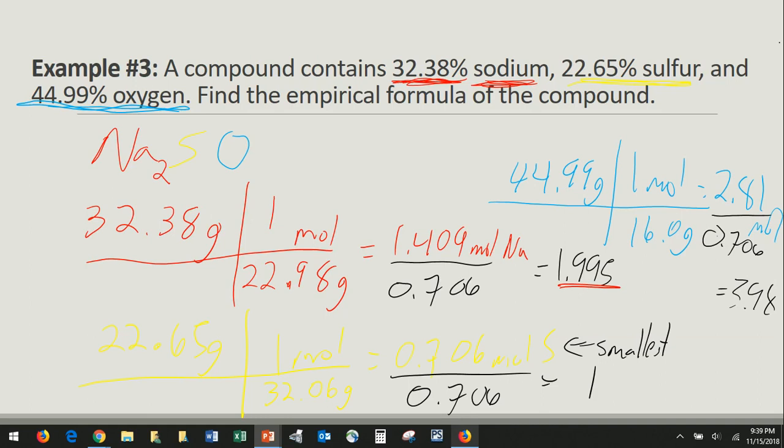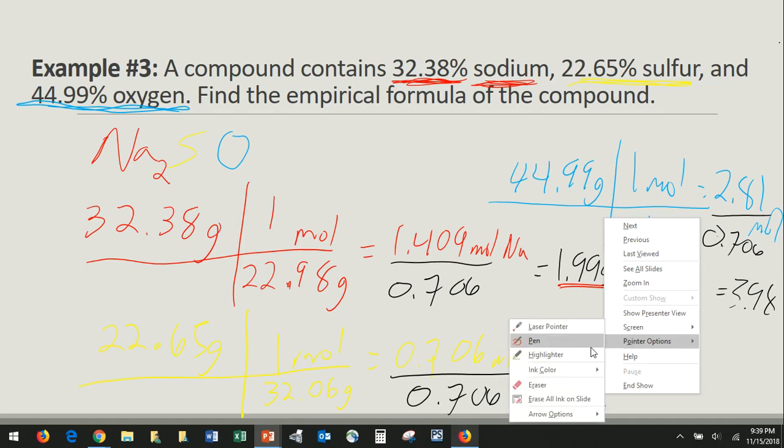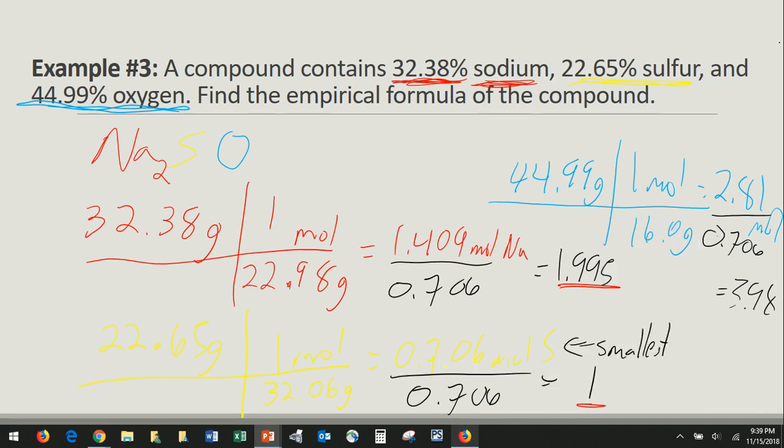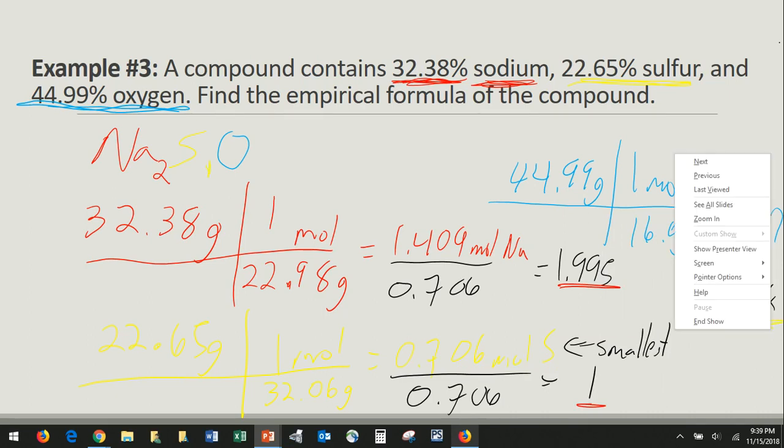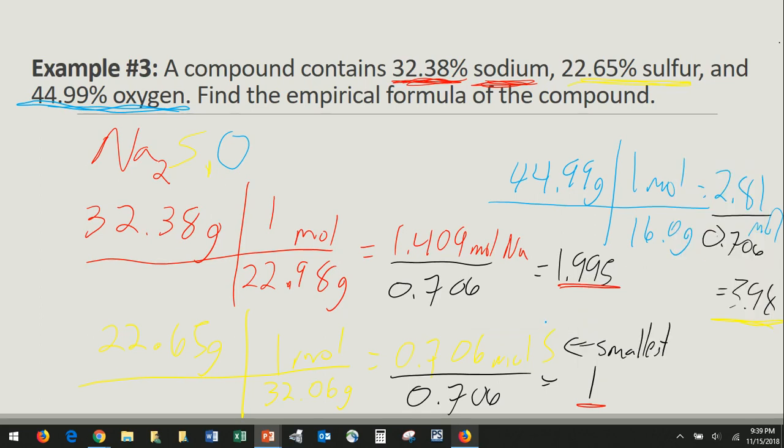So it's Na2. And then the 1 here from the sulfur, we're going to call that 1. So the sulfur has a 1 on it. And then the oxygen, 3.98, we're going to round that up to 4. So the formula for this compound is Na2SO4. And so what we've made is sodium sulfate, or what we found based on that percentage.